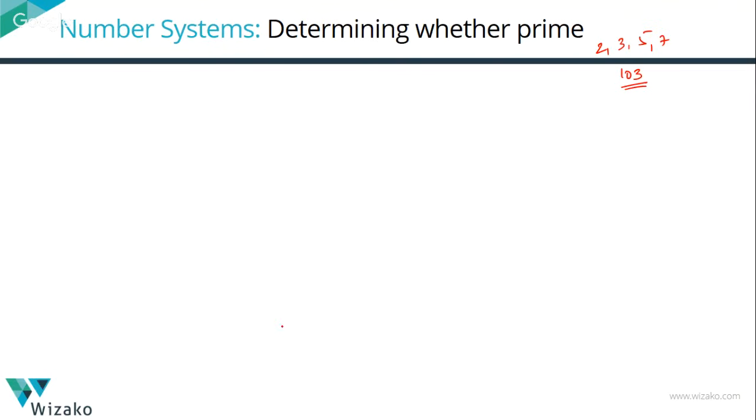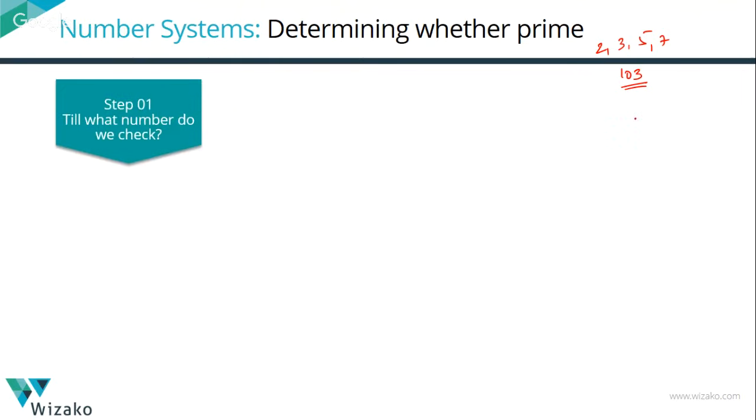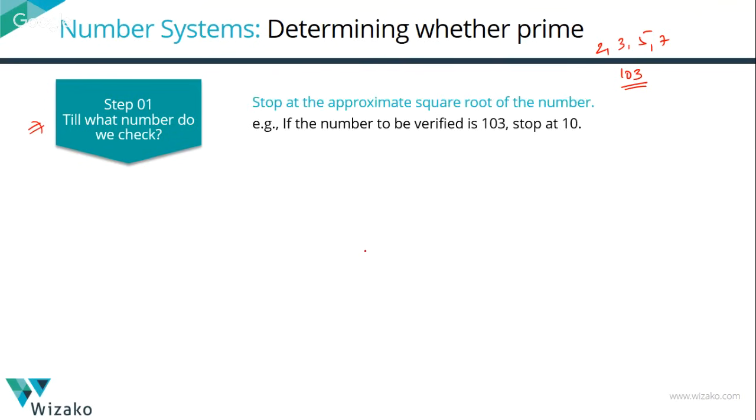So how far should I go? Should I go up to 102? Obviously, all of us know 102 is not the answer. Some of us would have quickly figured out that half this number is probably where we need to go. You don't even need to go that far. The place where you have to go is basically the approximate square root. So till which number do we have to check? Check up to the approximate square root of the number.